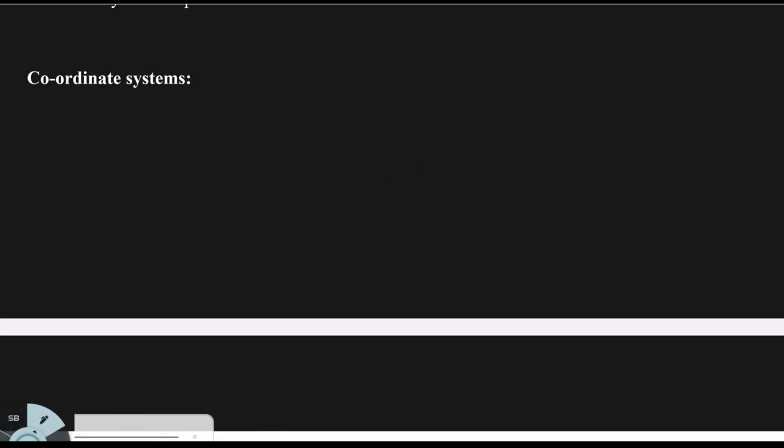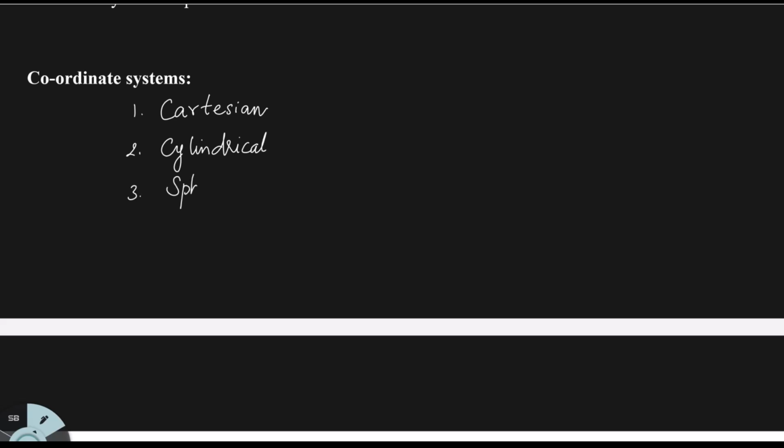Now we are going to study only 3 coordinate systems. Number 1, Cartesian coordinate system. Number 2, cylindrical coordinate system. Third one, spherical coordinate system. Why are we going for 3 coordinate systems? To have some reference direction, we are going for the Cartesian coordinate system, cylindrical coordinate system and spherical coordinate system. First, the Cartesian coordinate system.